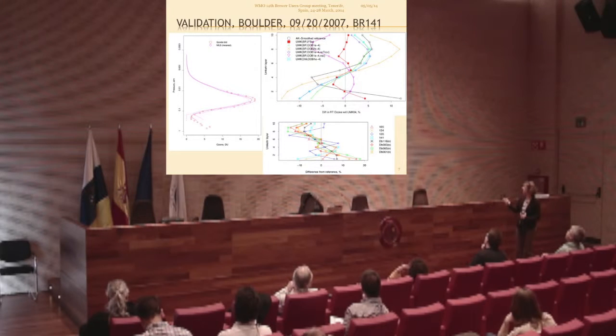It's my reality check. And so there are differences between different Brewer instruments, of course, that if you don't take into account their individual stray light characterization, you will get slightly different profiles. And the same story goes for the Dobson. Dobson also has a stray light issue.